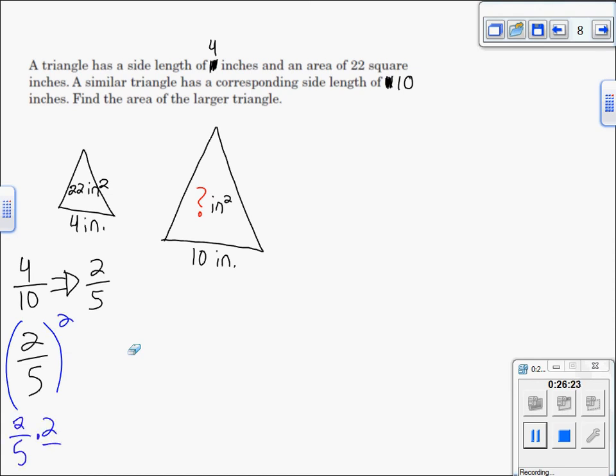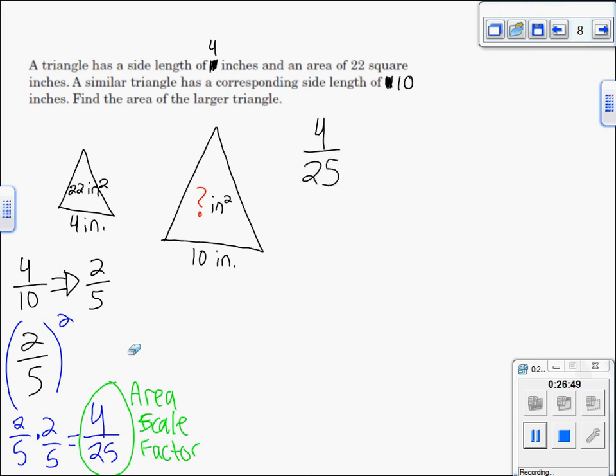Our area scale factor we get when we square that to the second power. So that means 2 over 5 times 2 over 5 is what that means. And that gives us 4 over 25. So our area scale factor that we're going to use in all of our proportions concerning area is 4 over 25. Area scale factor. Now if you think you can take it from here, if you were having some trouble, hit pause and see if you can take it from here.